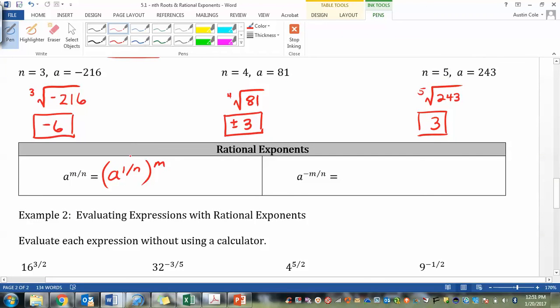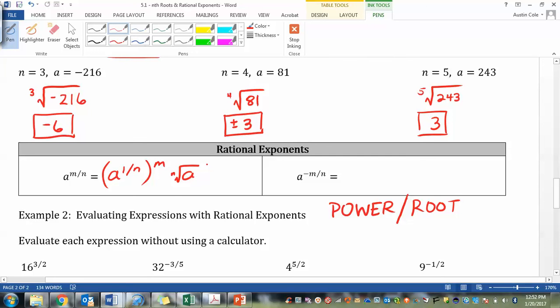Okay, and you'll see why I did that here in a second. Now, I want everyone down here to write this: power over root. Because, let's get real here, guys, fractional exponents can be confusing. We want to transform fractional exponents to look like this, and we can do that. Now, what this means is, our numerator is our power. Our denominator is our root.